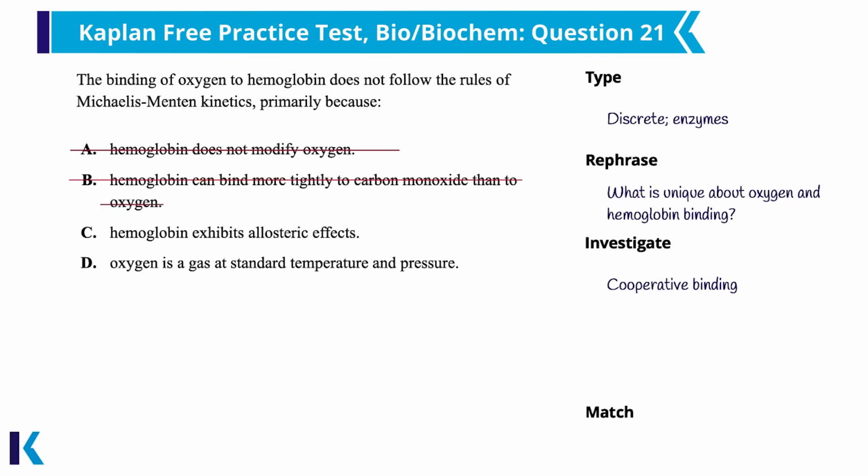C mentions allosteric effects, and while it might not be worded in an exact way that we predicted, it does reference the cooperative binding through allosteric regulation of oxygen to one of the other 4 active sites. Lastly, D is also true. Oxygen is a gas at STP. But keep in mind, the hemoglobin doesn't react with oxygen at STP, it reacts with oxygen inside your body. Again, just because a statement is true does not mean that it is going to correctly answer the question at hand.